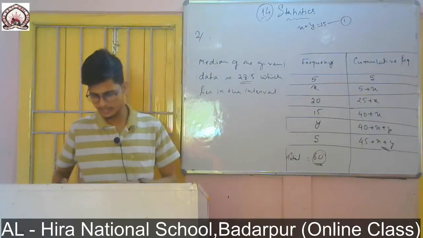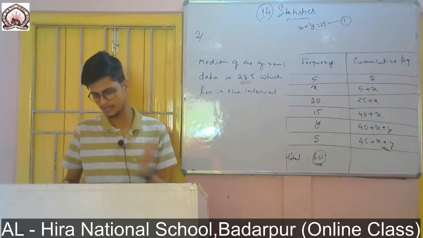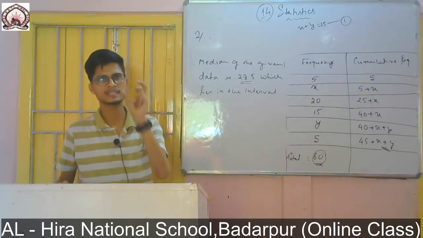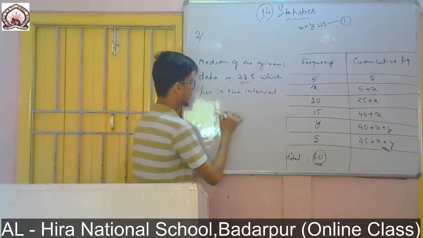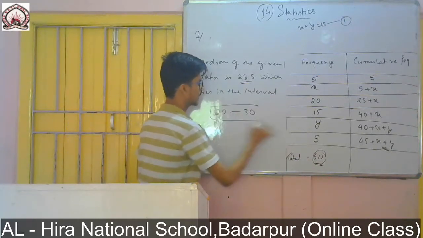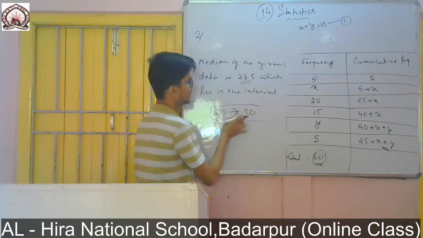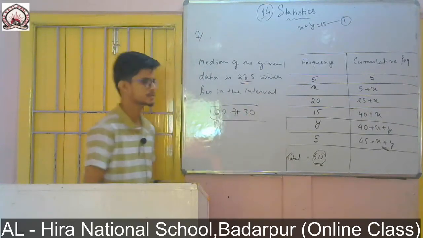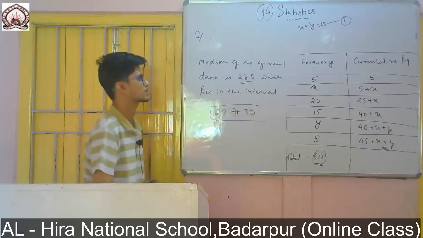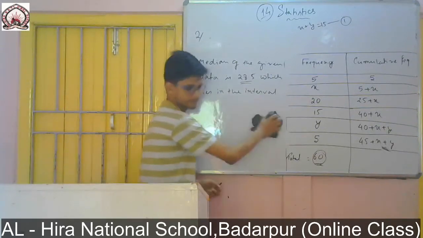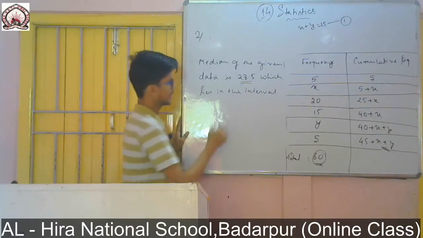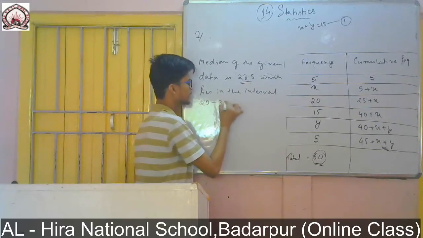You see the intervals 0 to 10, 10 to 20, 20 to 30. So in this interval, 28.5 is between 20 to 30, somewhere in the middle of this interval you will find 28.5. So the interval will be 20 to 30, in the interval 20 to 30.